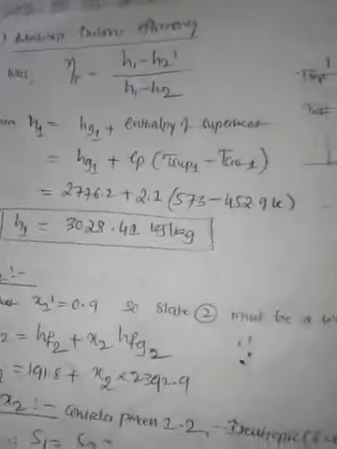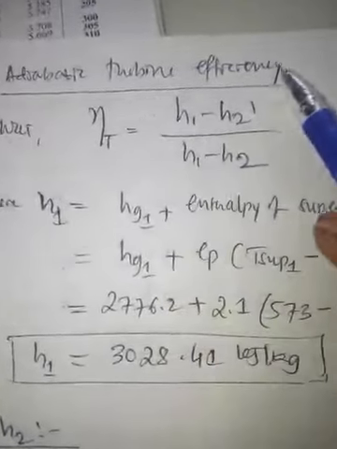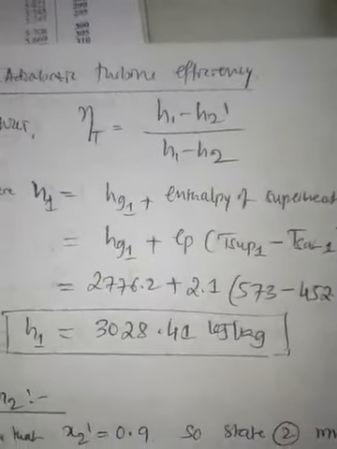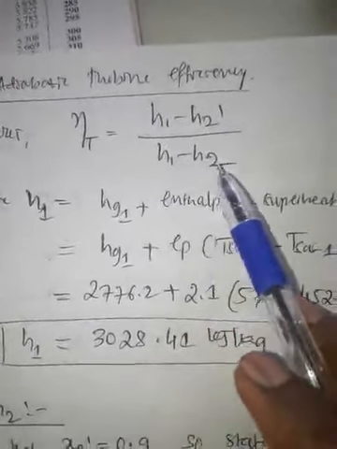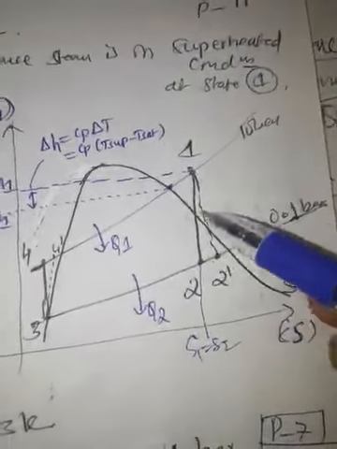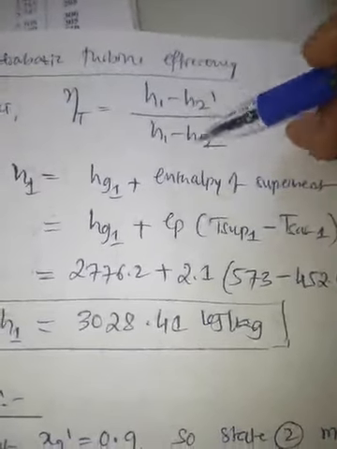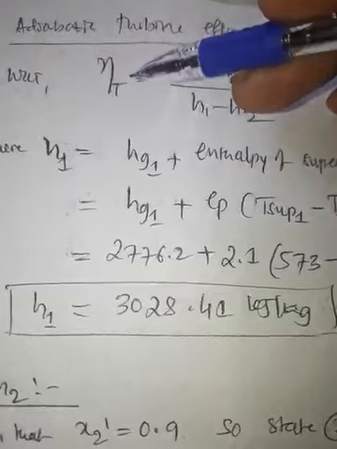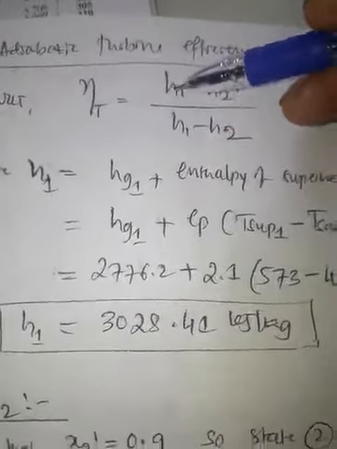So after noting down the properties, we need to start with the solution. First let us calculate the adiabatic turbine efficiency. Friends, we have already understood the turbine efficiency formula. It is nothing but H1 minus H2 dash divided by H1 minus H2, that is the turbine efficiency formula. In this formula, if we calculate the values of all these parameters, we will be able to calculate the adiabatic efficiency of the turbine.